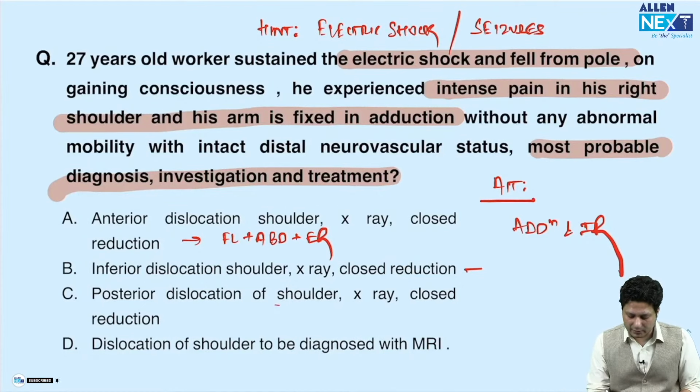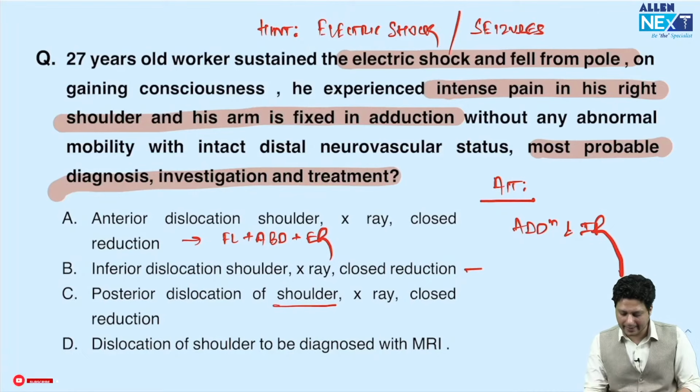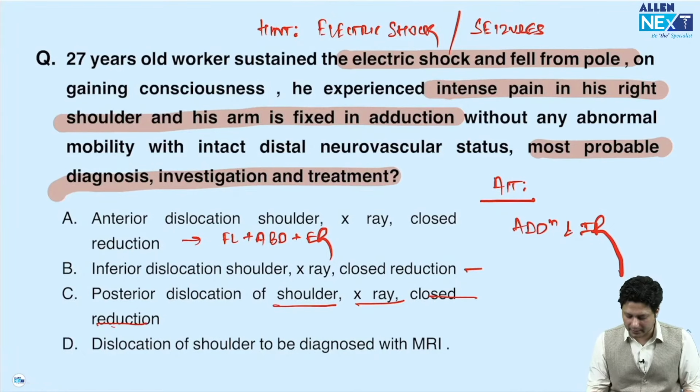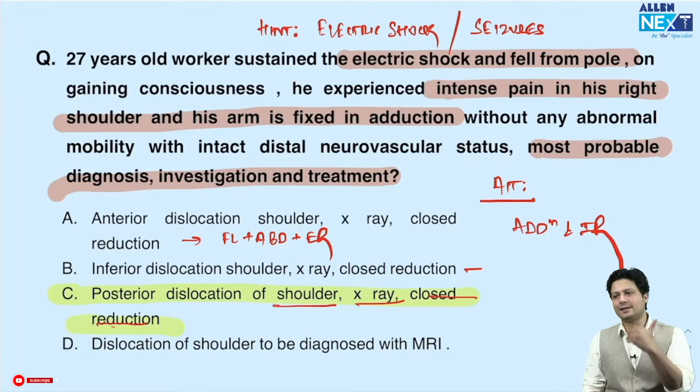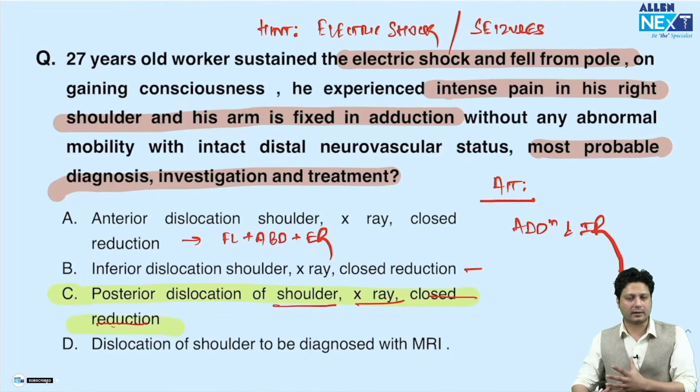Next, is it the posterior dislocation of the shoulder? Yes, it looks like. X-rays are going to be helpful, and closed reduction has to be attempted, yes. So this possibly is the best answer for the question in the form of this scenario provided to you, that this possibly is the posterior dislocation. You have to confirm it by the X-rays done, and once you have confirmed it, you just have to attempt a closed reduction. All right.